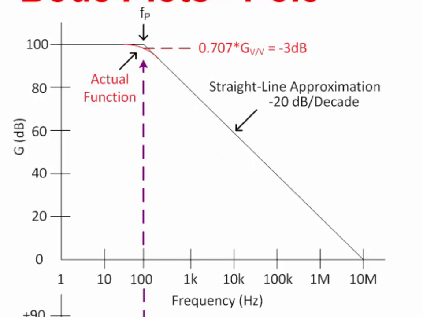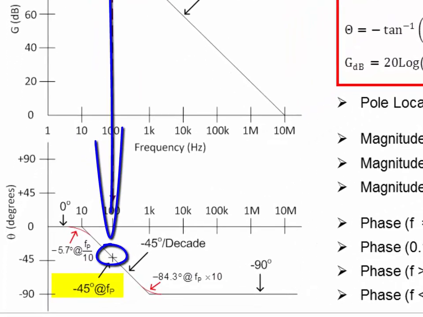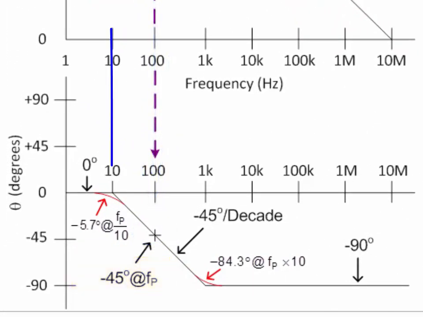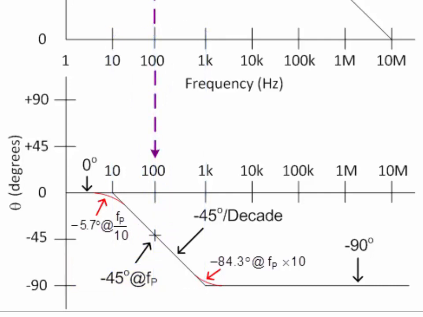Now let's consider the graph of phase shift versus frequency. The phase shift at the pole frequency is minus 45 degrees. Phase begins to change 1 decade before the pole and stops changing 1 decade after the pole. In this region, the slope is minus 45 degrees per decade.